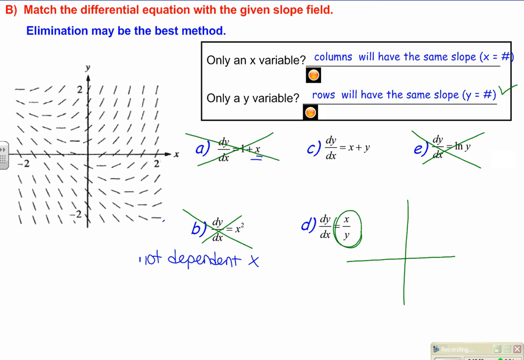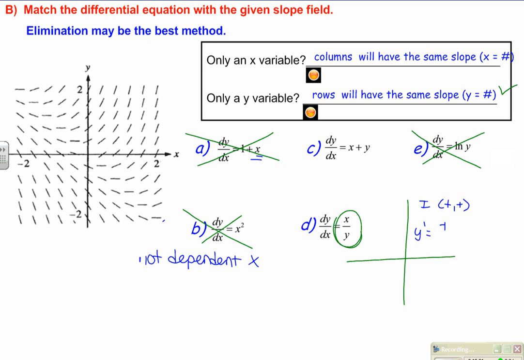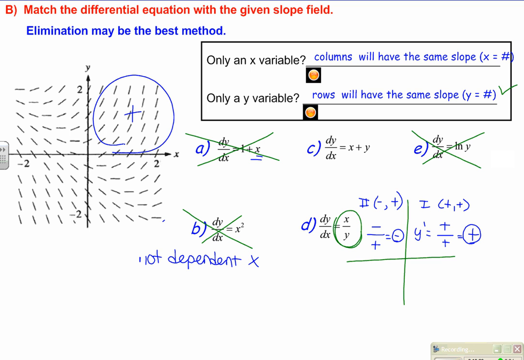If I have quadrant 1 where things are positive, positive, well then on this particular one, my slope would look like positive x divided by positive y. I should see nothing but positive slopes. Quadrant 1 does look like all positive slopes, so that's possible. In quadrant 2, where the x and y values are negative, positive, I would have negative divided by positive. That would indicate that all the slopes would be negative if D were my choice.